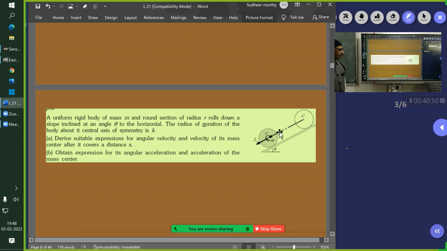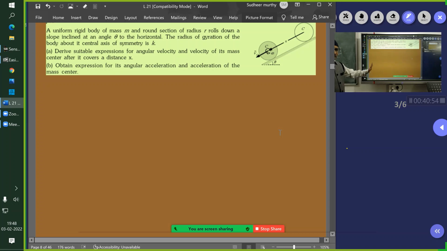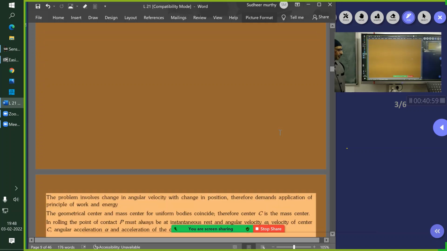Okay, friends. So we'll just straight away look into the answer. This is quite simple. We know the strategy, how it works, right?